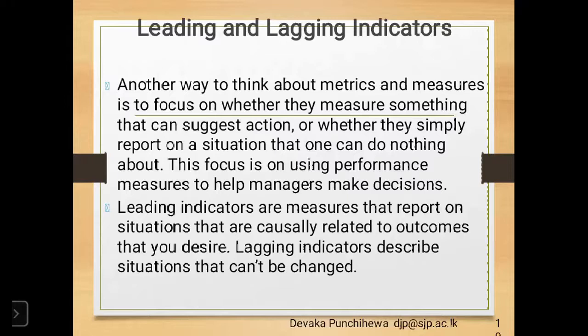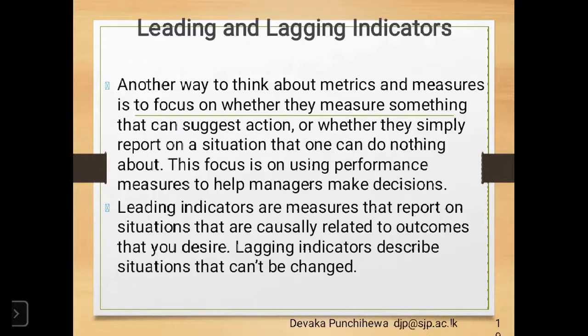make decisions. So when it comes to these leading indicators, we say they are measures that report on situations that are causally related to outcomes that you desire. So they are related to your outcome of the organization, right? So that is what you desire. Lagging indicators, on the other hand, describe situations that can't be changed. So when it comes to leading indicators, we can change them. But when it comes to lagging indicators, we simply can't change.